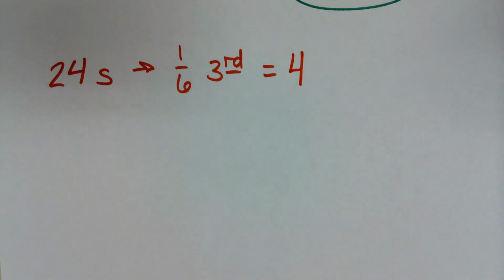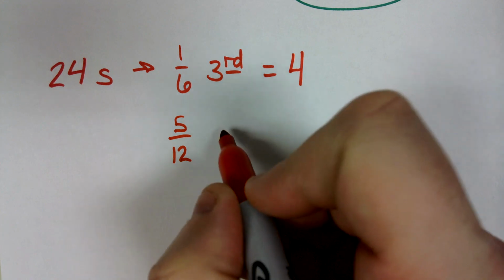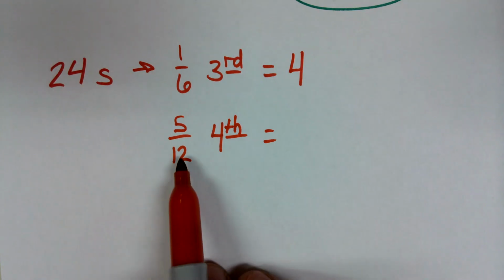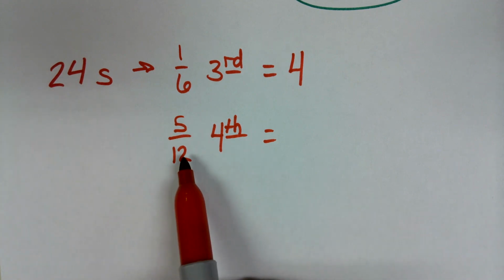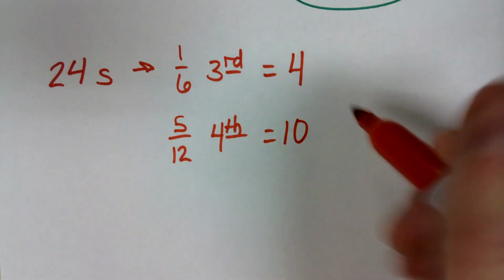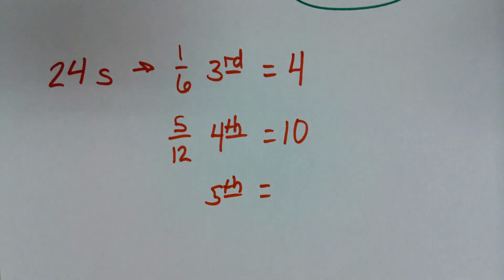Now it's also said 5/12 of the choir were from the 4th grade. Same kind of deal. There need to be 12 groups. We're keeping 5 of them. So 24 divided by 12 is 2, times the 5 means there are 10 4th graders. Now for the 5th graders, same kind of deal. Some people might go through and try and figure out the fraction here. If you're curious, it would be another 5/12, but that's not really going to help us that much.